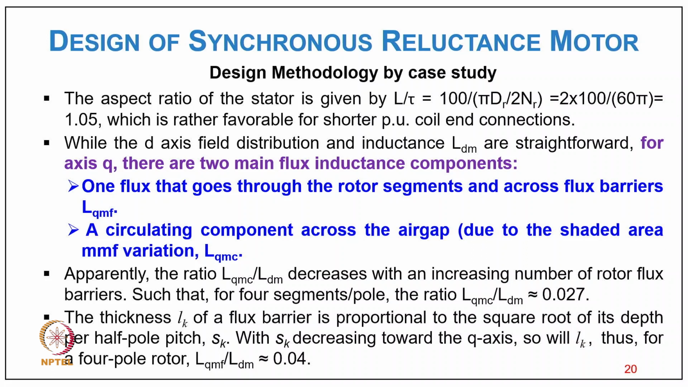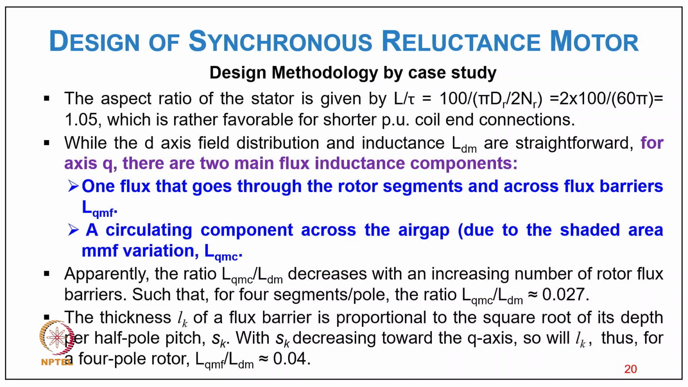And while the D-axis field distribution and inductance LDM are straightforward, for Q-axis there are two main flux inductance components. One flux goes through the rotor segments and across the flux barrier, LQMF, and a circulating component across the air gap due to the shaded area and variation, that is LQMC. Apparently the ratio LQMC on LDM decreases with the increased number of the rotor flux barriers, such that for 4 segments per pole the ratio of LQMC upon LDM equal to 0.027.